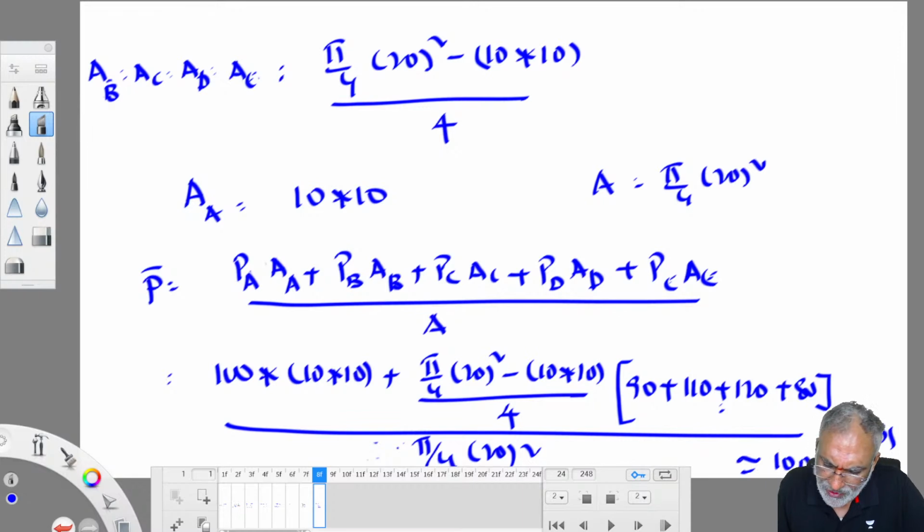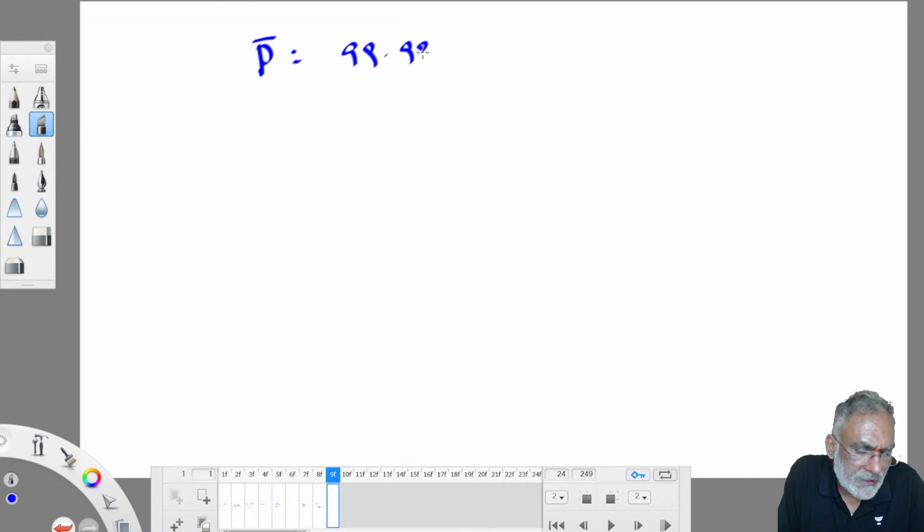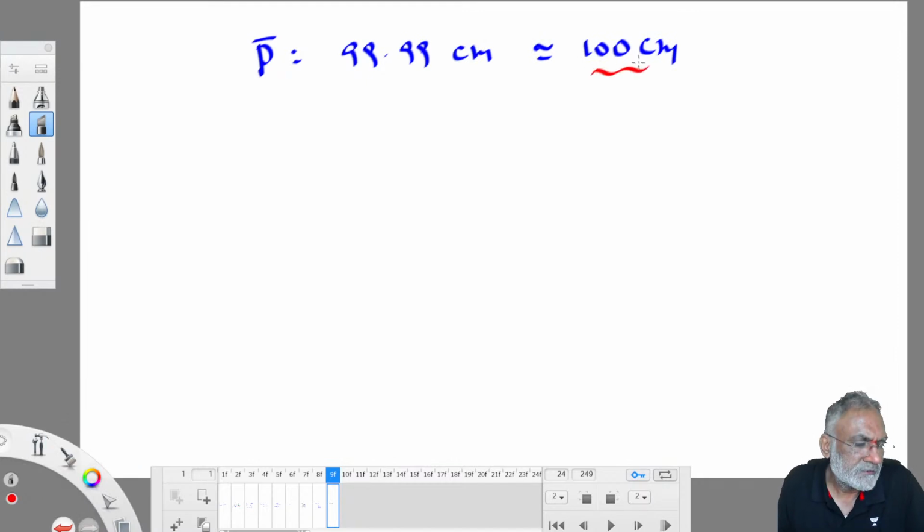Hundred centimeter. That was the answer for this question. I got 99.99, so it is 99 centimeter. It is rounded to 100 centimeter upon calculation. Anybody got 100 centimeter? Come on, type there.